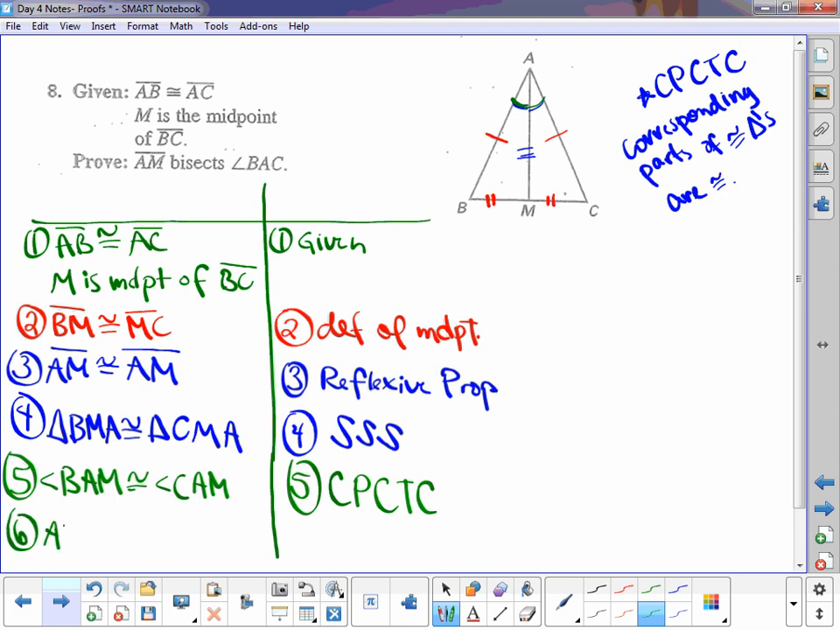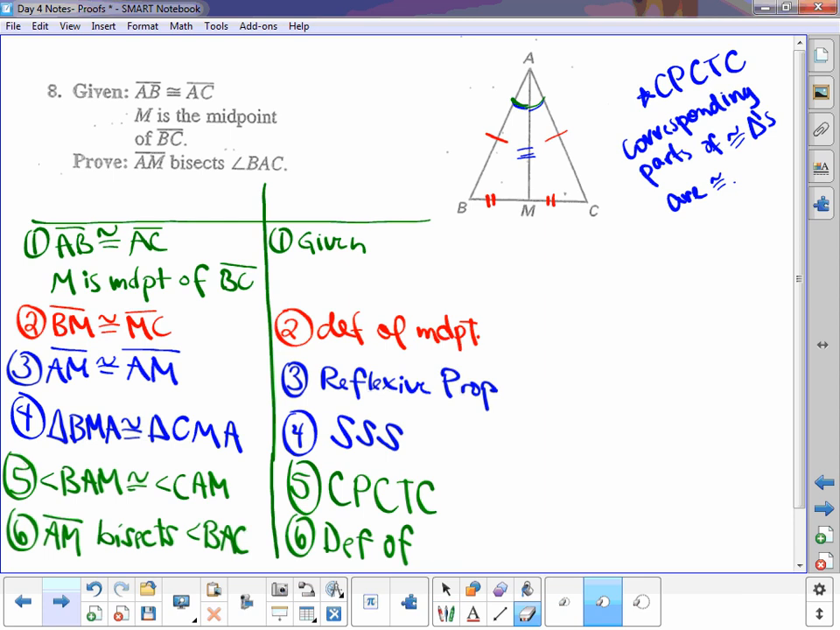So we have segment AM bisects angle BAC. Because again, we know that if it's bisecting it, the two pieces are congruent. So we've shown the two pieces are congruent, which means it is bisecting it. I think they know what the reason is, right? Perfect. Awesome. Definition of angle bisector. Very good. Angle bisector. Questions on that one?